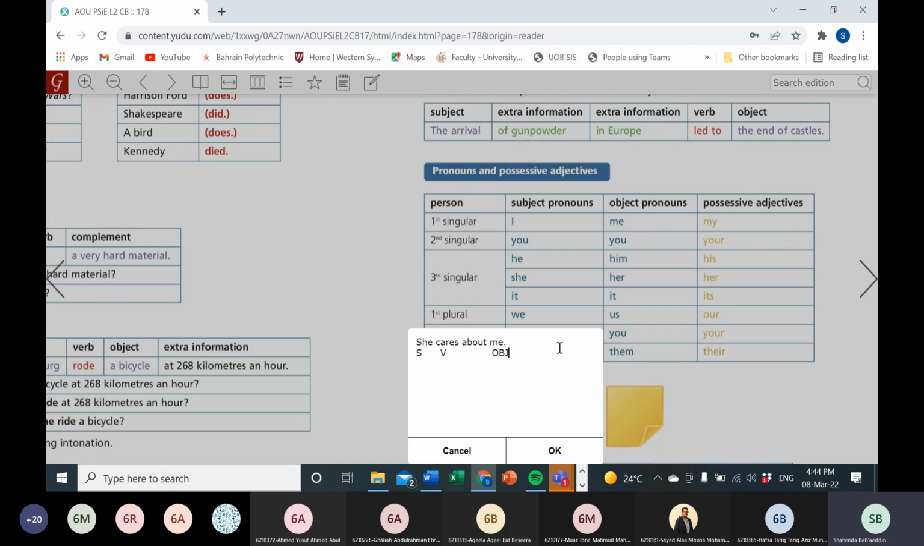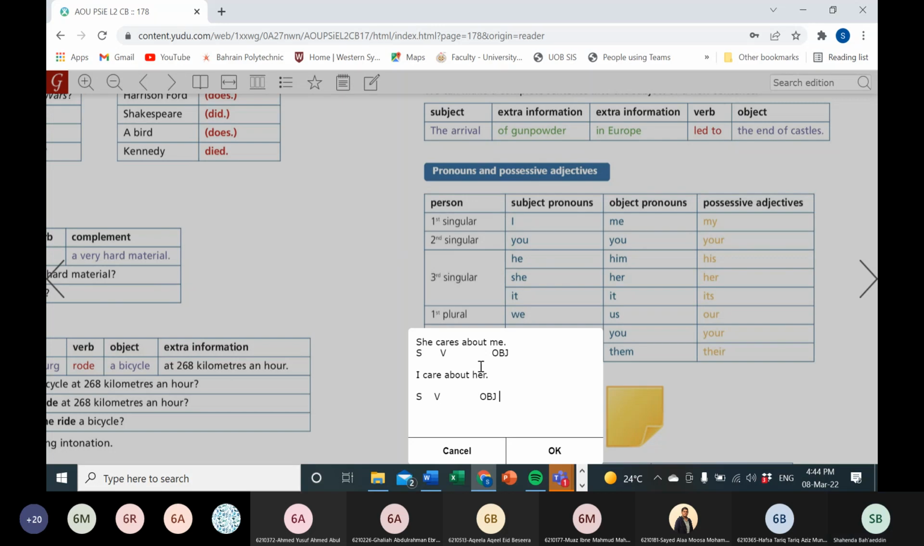Can I say here, she cares about I? No. But I can say, I care about her. So I will be the subject again. Care is the verb and her is my object, which is the object pronoun. You got this point? So I just can't put her in any position, or she in any position, or I in any position in the sentence.